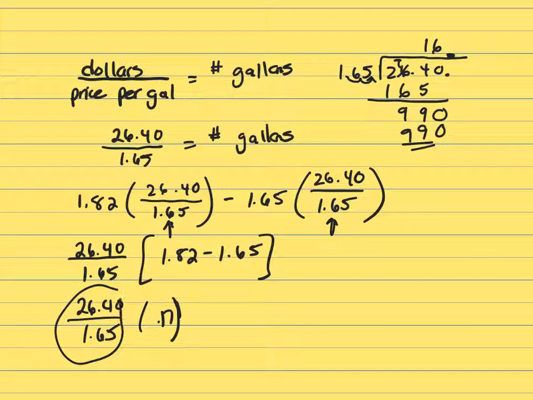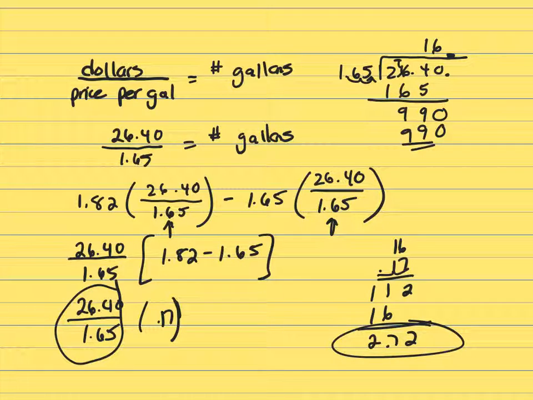So I have 16. The value of this is 16. So I've got 16 times 0.17. 7 times 6 is 42. That's going to be 11. It's going to be a 1, 6. That's going to be a 2, a 7, a 2. And I'm going to move my decimal over 2 places. She spent $2.72 more this week. And I think that's the fastest way to work it.